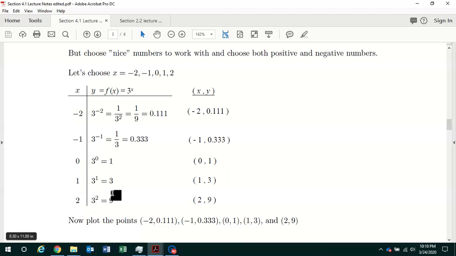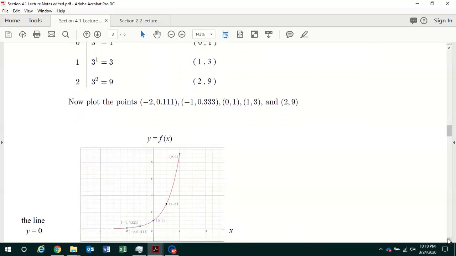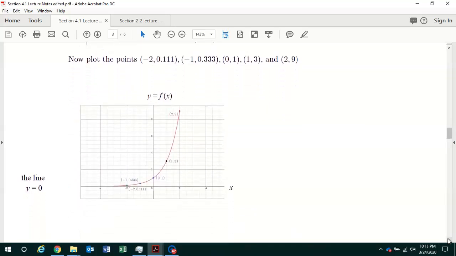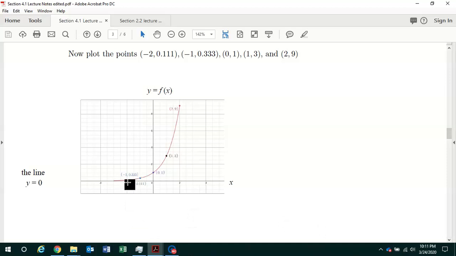And when x is equal to 1, y is equal to 3. So the point (1, 3) is on the graph. And when x is equal to 2, y is equal to 9. And so the point (2, 9) is on the graph. So we got our 5 ordered pairs, our 5 points. And now we plot those points in the coordinate plane down below. And you can see, here's one point, here's a second point, the third point, the fourth point, the fifth point, excuse me, plotted in the coordinate plane.